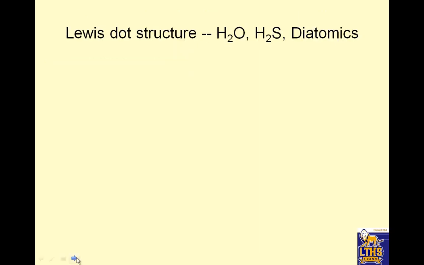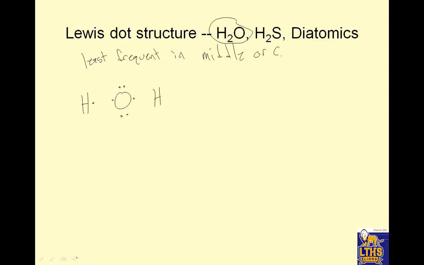Okay. So looking at that, Lewis dot structure for these guys. Now, whenever you do these, the least frequently occurring element goes in the middle. So what's the least frequently occurring element in H2O? What's the least frequently occurring in water? Oxygen. Oxygen has 6 valence electrons. It's in the 6th column. Hydrogen has 1. And then you connect the dots. And that says, hey, look, I'm spread out. They're as far apart as possible.